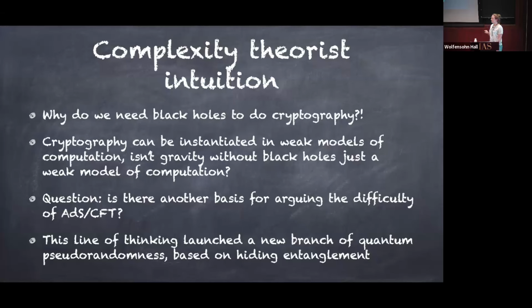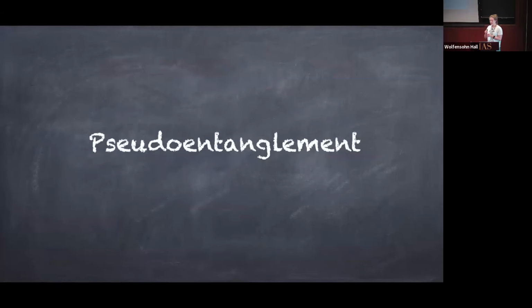But obviously, you're not going to be able to probe the complexity of the dictionary without black holes by using the wormhole equal volume conjecture, because wormholes are always going to appear in the presence of black holes. So that raises the question, is there another basis for arguing the difficulty of the AdS/CFT correspondence? And this line of thinking launched a new branch of quantum pseudorandomness, which is based on hiding entanglement. And this branch of pseudorandomness is known as pseudoentanglement.